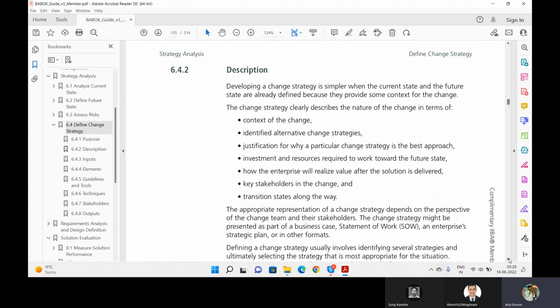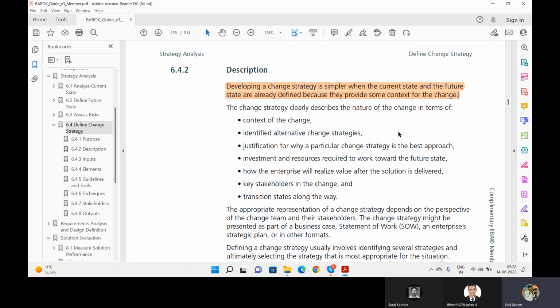Developing a change strategy is simpler when the current state and the future state are already defined. Important. When you know where you are and where you want to go, then you can define the change strategy, because you just have to select among the alternatives. You have to select the right approach here.